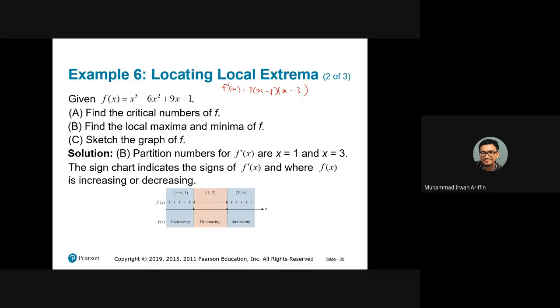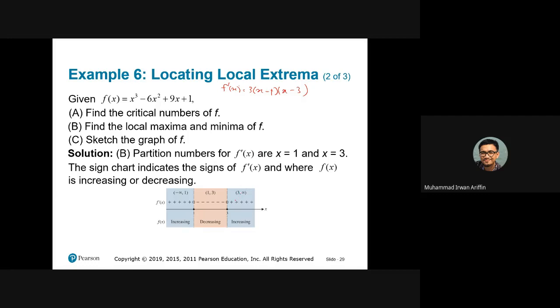If you're not sure, you just substitute a number here. For between 1 and 3, you can take 2. So 2 minus 1 is 1, and 2 minus 3 is negative 1. So 1 multiplied with negative 1 multiplied with 3, we have a negative number. So that's why we have negative.